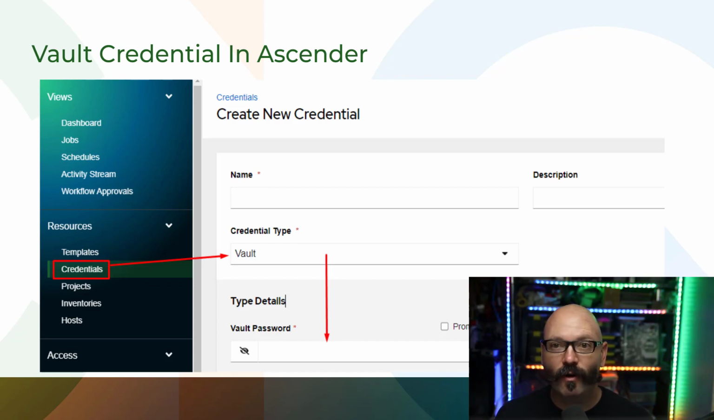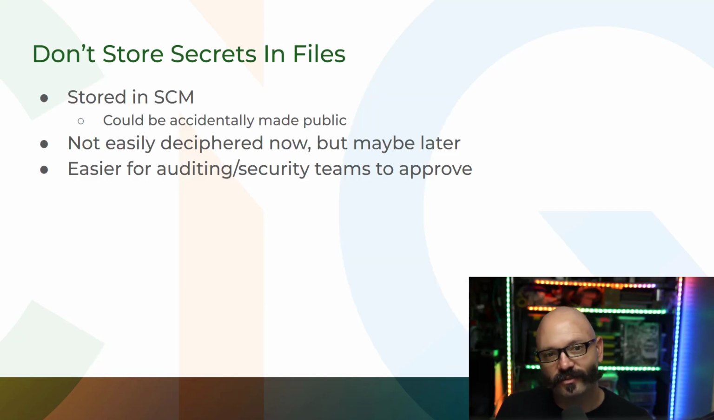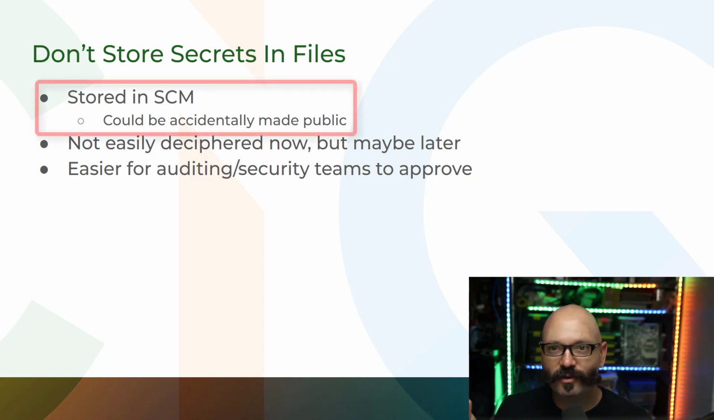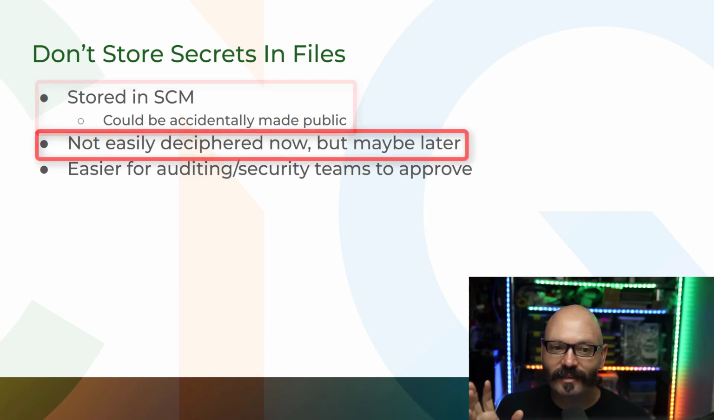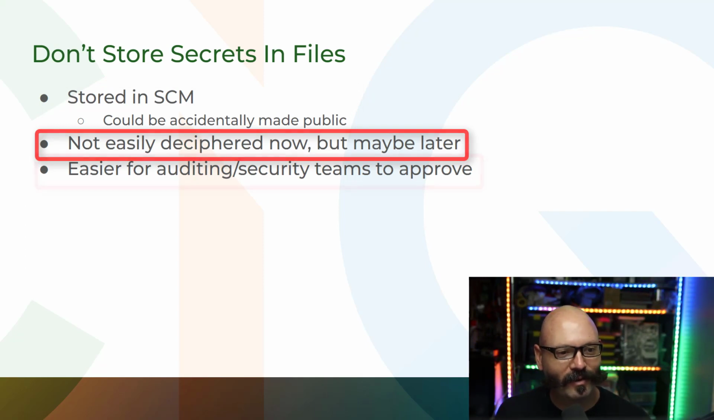So if you are familiar with vaulting, you want to continue to use vaulting, you have some very specific use case, you can still do that with Ascender, although it's not my favorite way of maintaining credentials. So again, I'm not a fan of storing secrets in files, right? Again, you put it in your SCM, it could accidentally get out public. Even if it's not easily decipherable now, it might be later on, right? With quantum computing and stuff like that, it could be a problem.